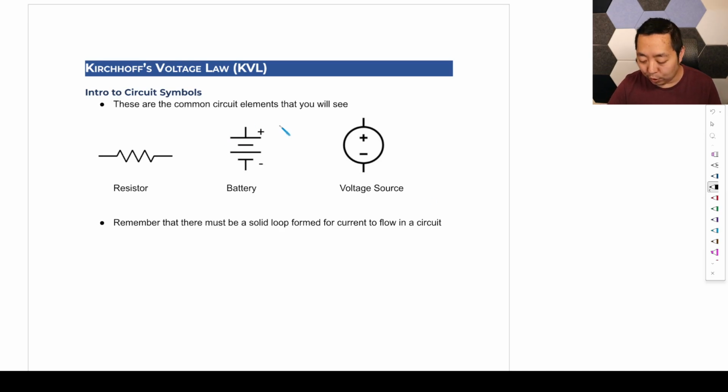All right, so now we're going to start learning the basic rules for circuit analysis. I know we're getting to the point, it's going to get there. But Kirchhoff's voltage laws, Kirchhoff has two core laws.